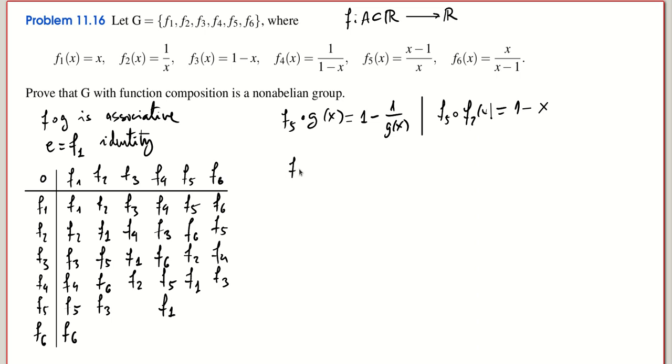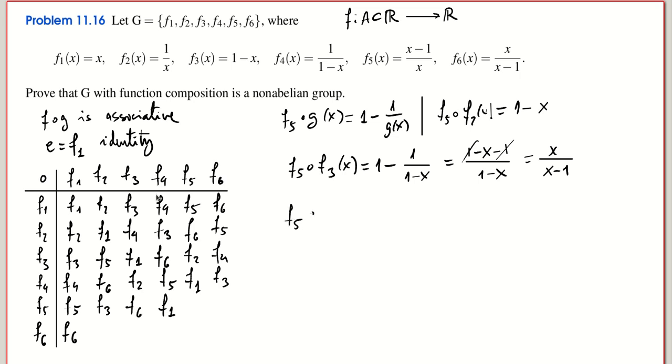Then we compose f5 with f3, and we obtain 1 minus 1 over f3, which is this, 1 minus x. Okay, we multiply it and get 1 minus x minus 1 over 1 minus x, cancel the ones, and you have a minus here, so you just reverse the denominator. Okay, so you have this function, which is f6.